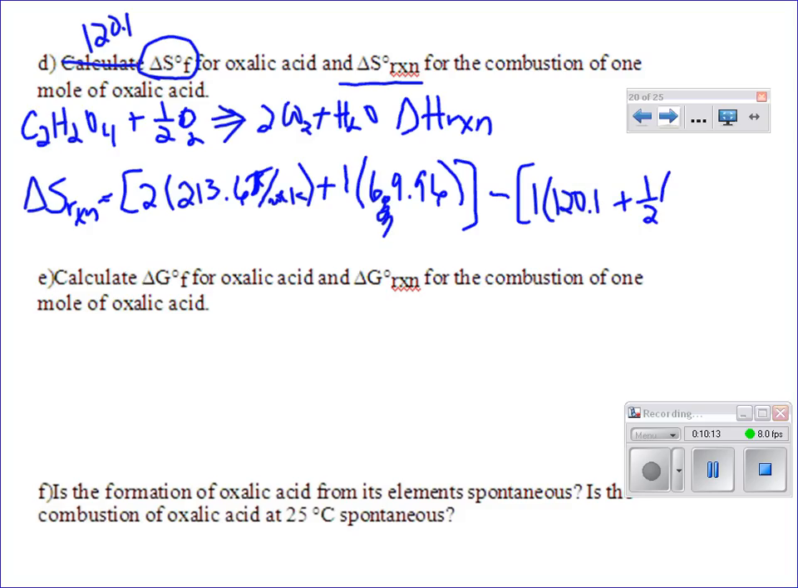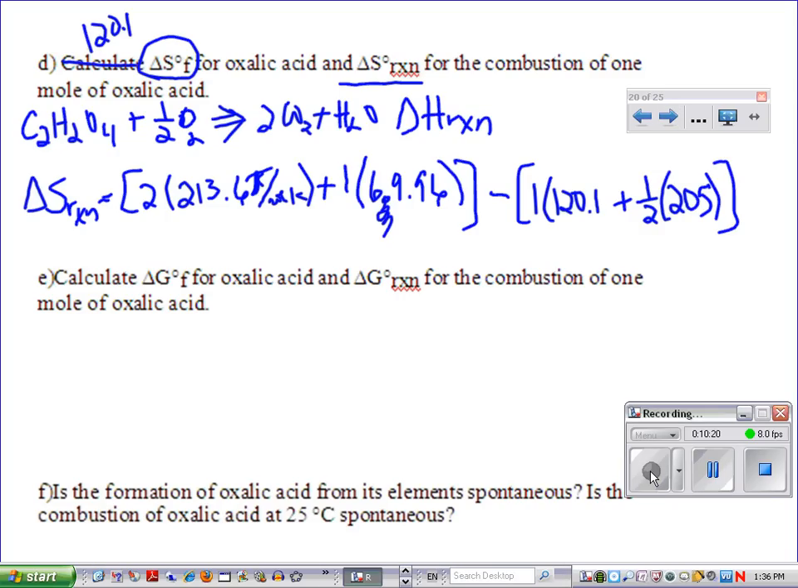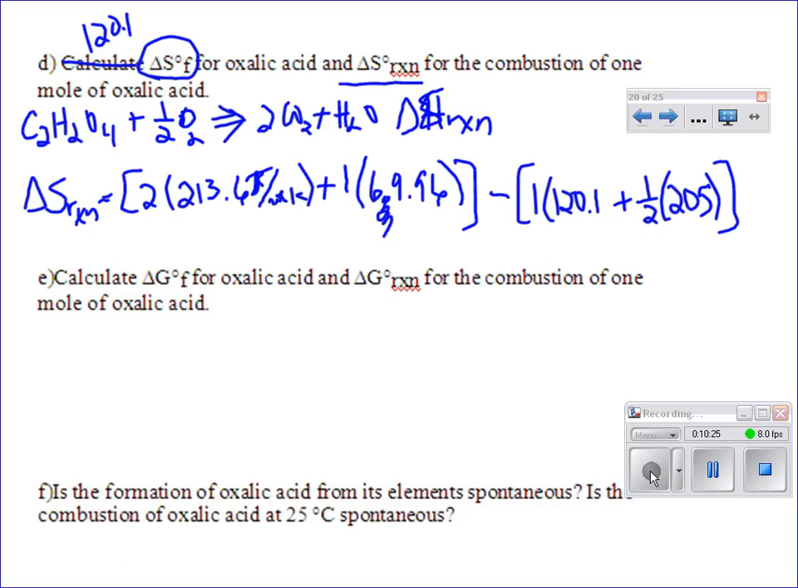Plus 1/2 of 205. Got it. And we are actually solving for delta S, not delta H. All right, so our delta S, when we do all the math, is equal to 275 joules per mole Kelvin.